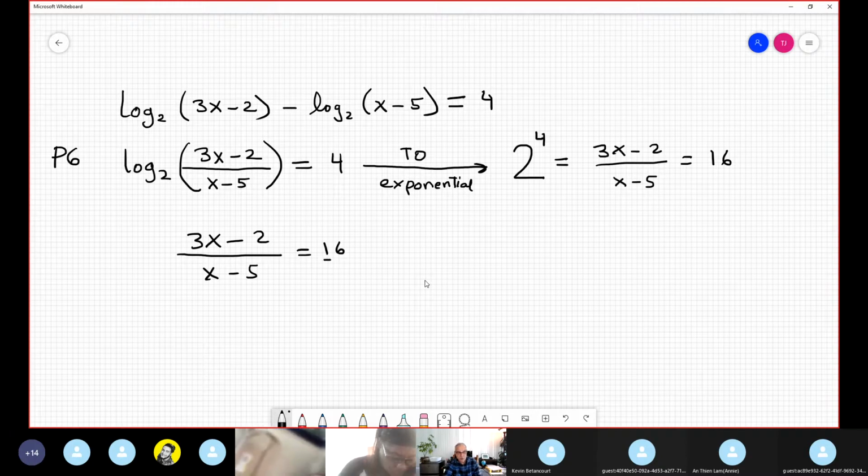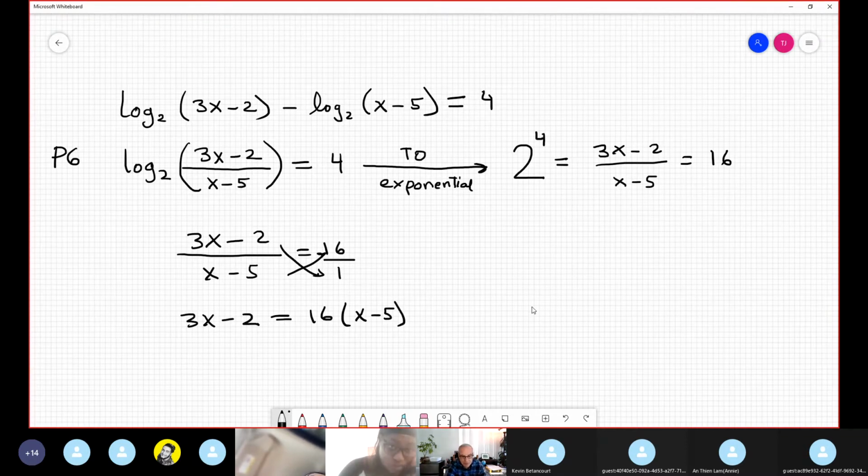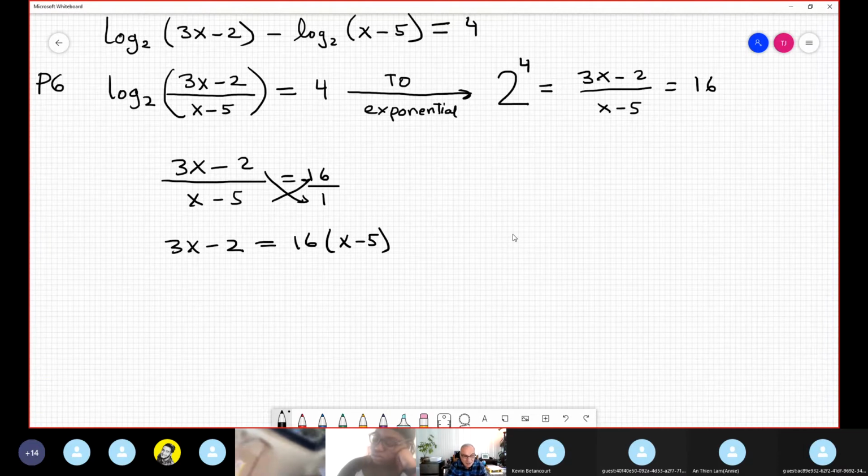To solve this equation, I propose you apply cross multiplication. So 3x minus 2 times 1 equals 16 times x minus 5. The rest is classical algebra that you know very well. So you multiply and distribute here. This is 16x minus 80, since it's 16 times 5.